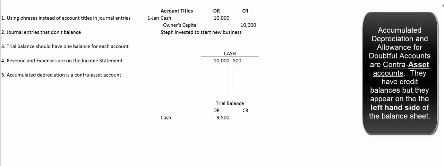A fifth and very common mistake is to put accumulated depreciation on the balance sheet as a liability. Students are trying to get their balance sheet to balance in the exam situation, and they take that credit balance for accumulated depreciation and they stick it on the right-hand side of the balance sheet.